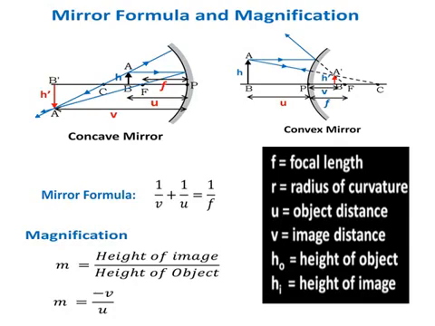So magnification has another formula in terms of U and V. That formula is M is equal to minus V by U. These formulas you have to bear in mind in order to solve the problems in both concave mirror as well as convex mirror.